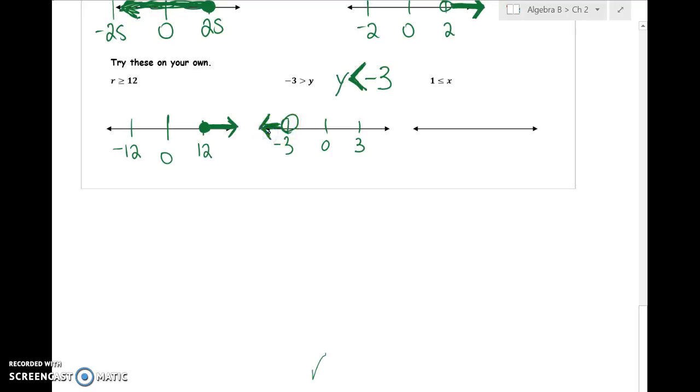Last example. 1 is less than or equal to x. I'm going to go ahead and switch my variable. Put that on the left and my number on the right. So my new inequality is going to read, after I flip the sign, x is greater than or equal to 1. On my number line, I have 0, negative 1, and positive 1. Do I have a closed dot or an open circle? Closed dot at 1. And which direction am I shading? Greater than or equal to? Left or right? To the right.